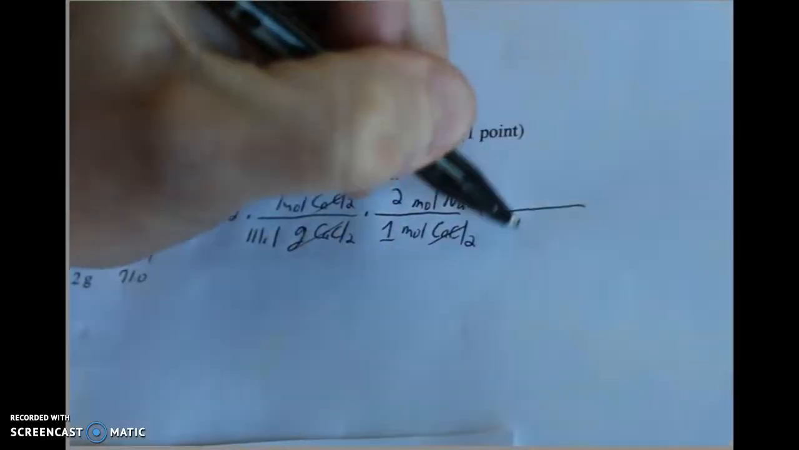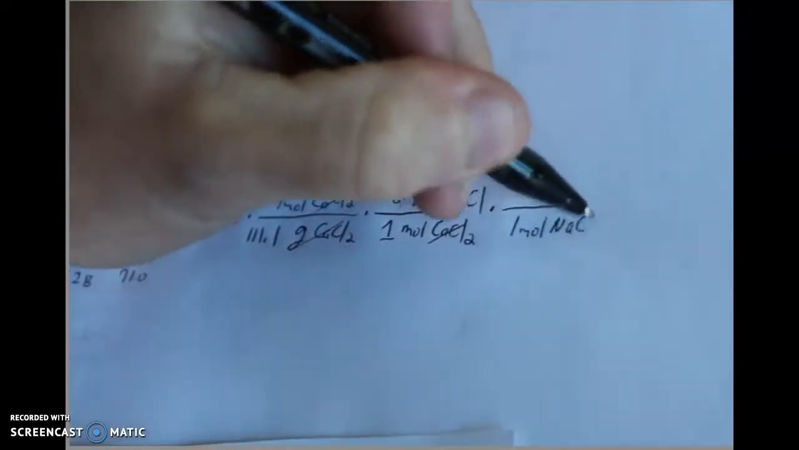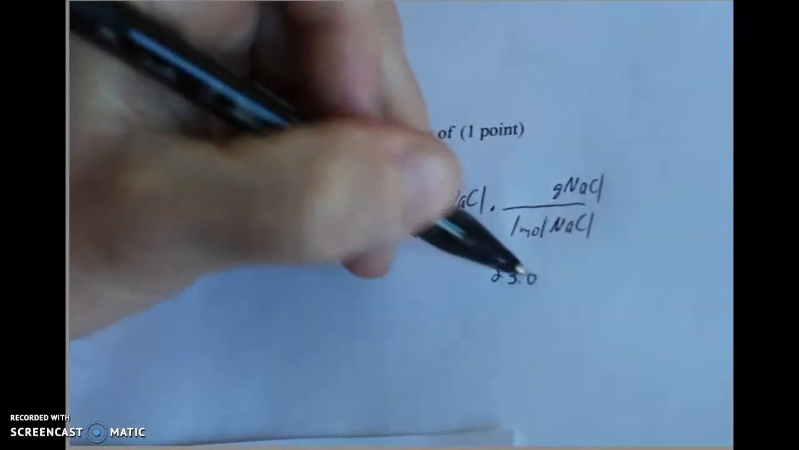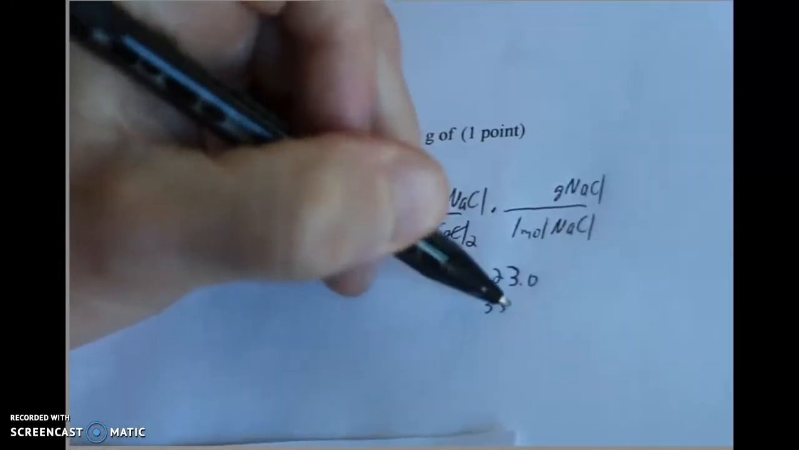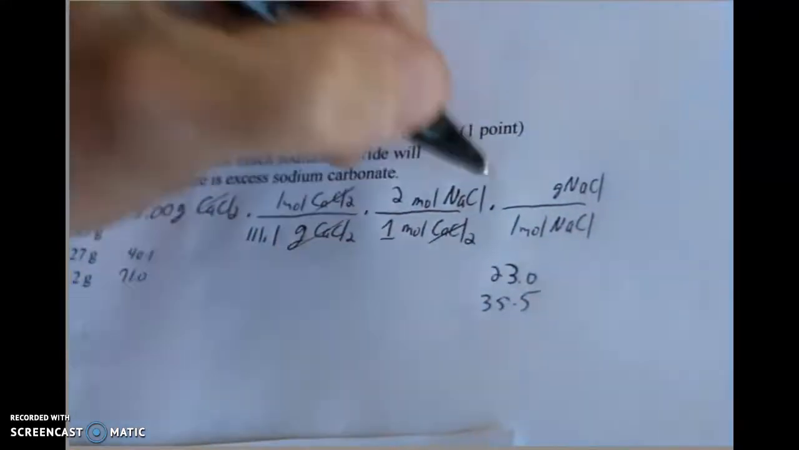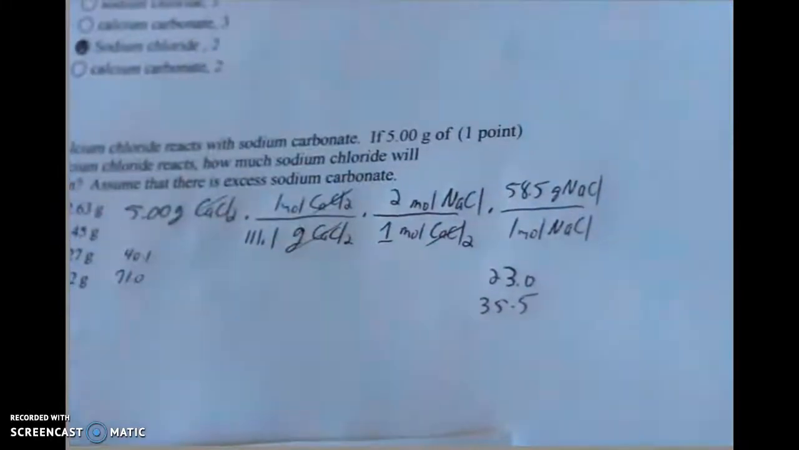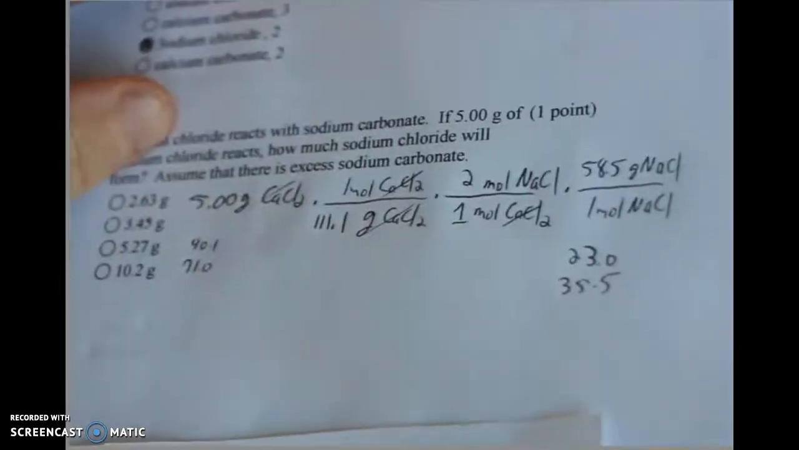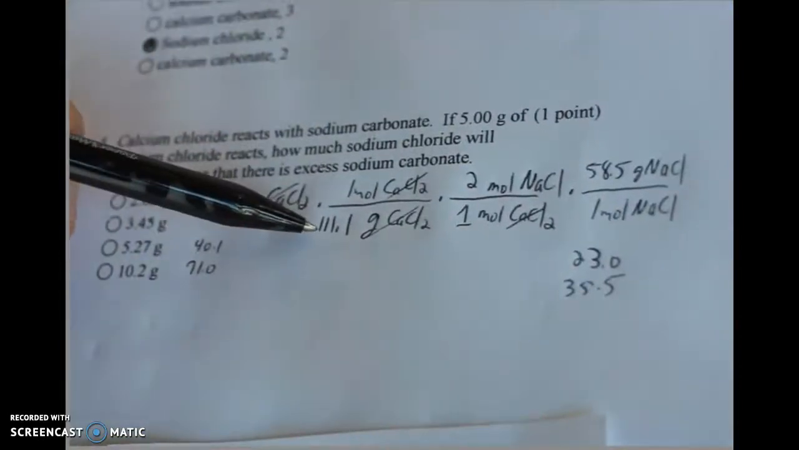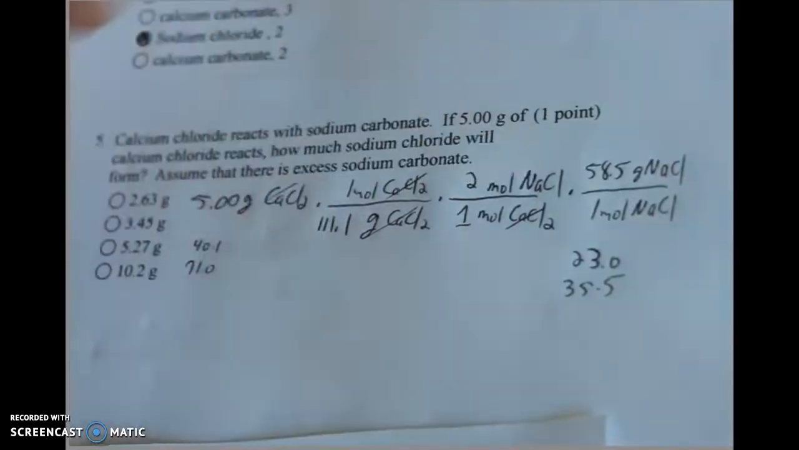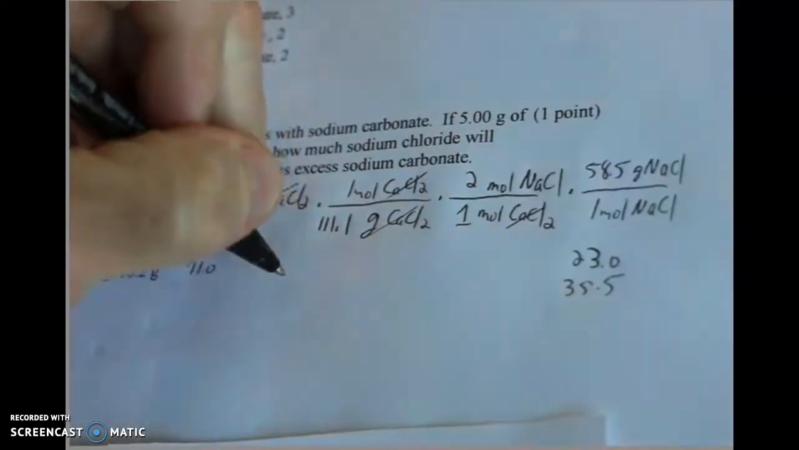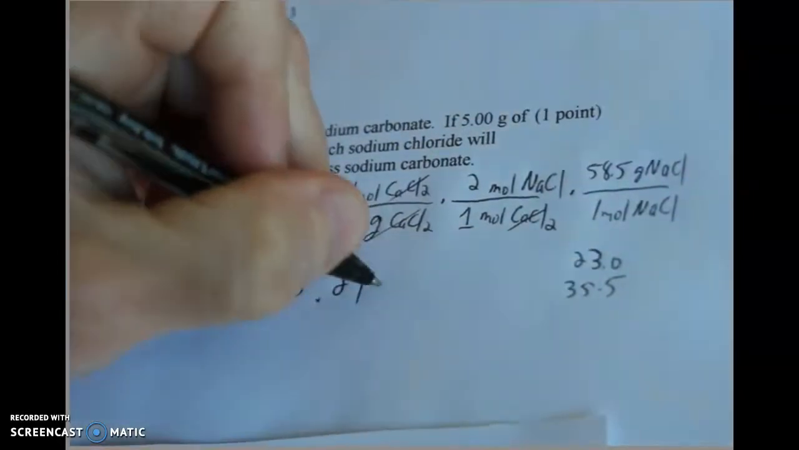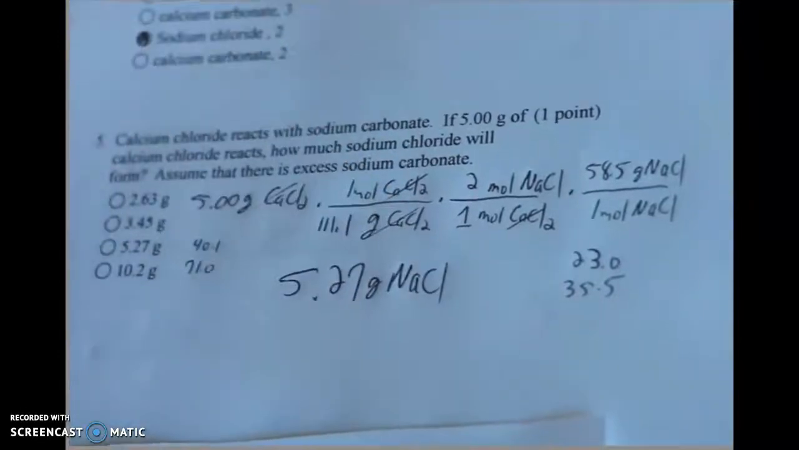I can easily turn that into grams using the molar mass. Sodium is 23.0 off the periodic table, chlorine is 35.5, so when you add all that up you get 58.5 grams. Now if you do this math, it's 5 divided by 111.1 multiplied by 2 multiplied by 58.5. If you do all that math and you round it off to 3 significant digits, because that's what's in the problem, you get 5.27 grams of NaCl.